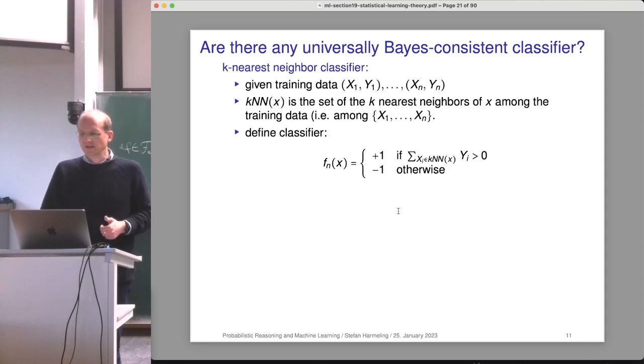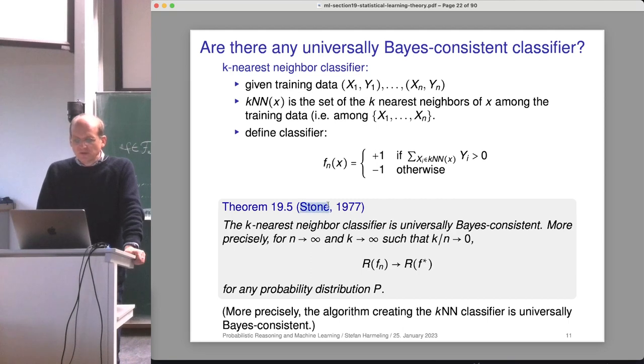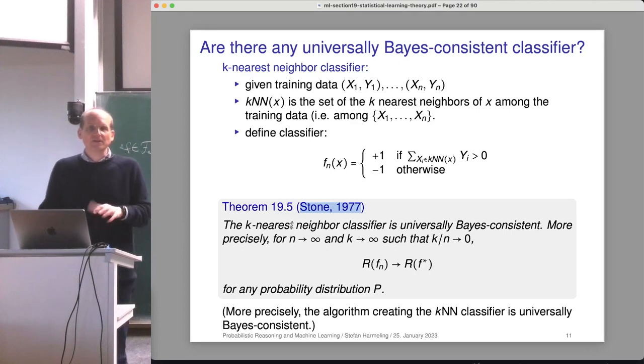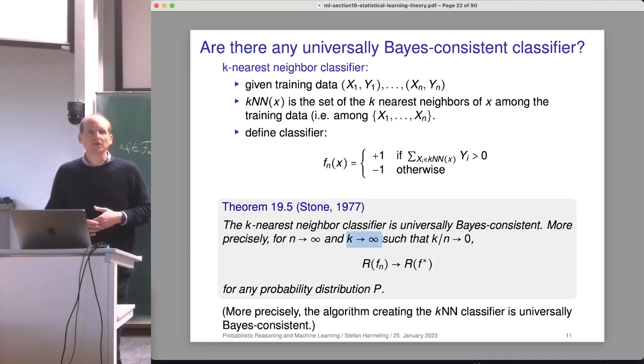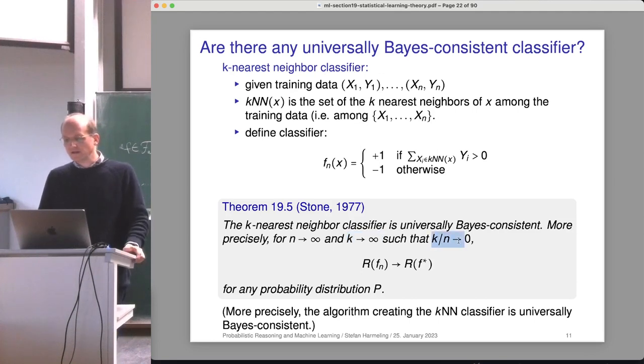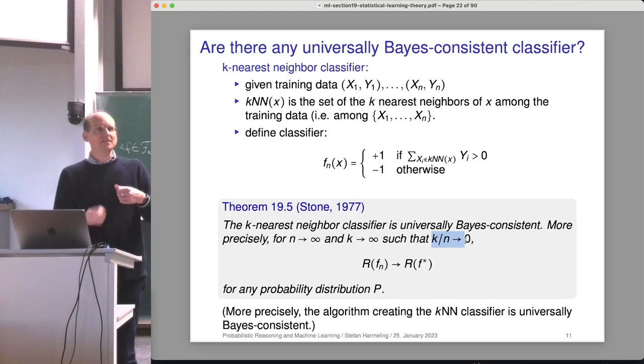And I don't really prove it, I just state the theorem. The theorem is from Stone from 1977. It says the k-nearest neighbor classifier is universally Bayes consistent. The k-nearest neighbor classifier is a simple classifier that you can use just for playing around, but typically it doesn't have super good performance. But it's one for which you can prove that for any probability distribution, the risk of this classifier Fn will converge to the Bayes risk. So it will achieve the best possible thing. However, n must go to infinity, so you must see infinitely many data points, and k, the number of neighbors to consider, must also go to infinity, in such a way that the quotient k divided by n goes to zero. So there are some technicalities here to make it precise.